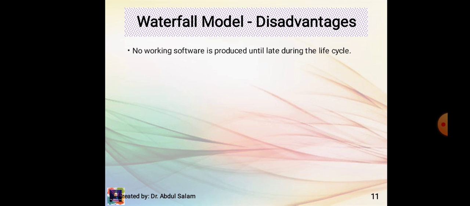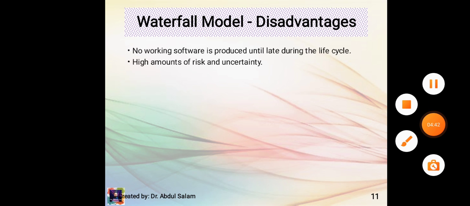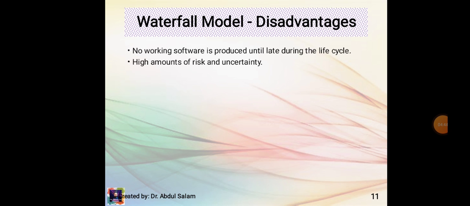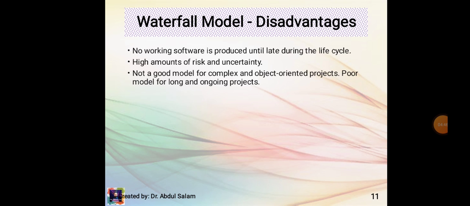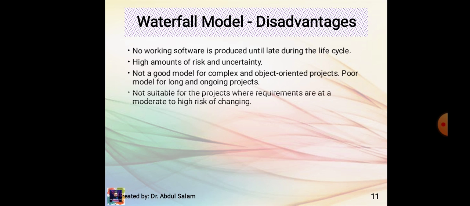Now here are some disadvantages of waterfall model. No working software is produced until late during the life cycle. High amounts of risk and uncertainty. Not a good model for complex and object-oriented projects. Poor model for long and ongoing projects. Not suitable for the projects where requirements are at a moderate to high risk of changing.